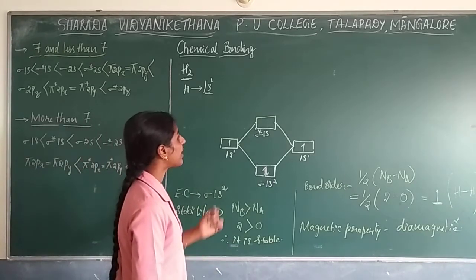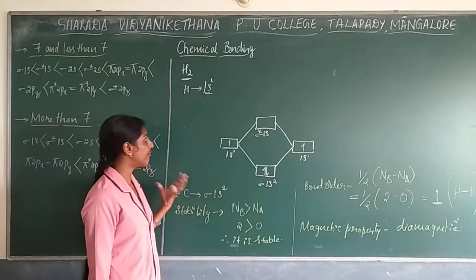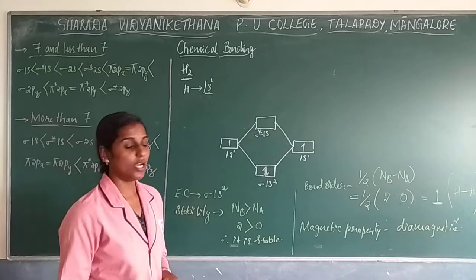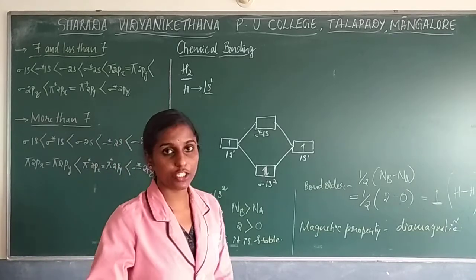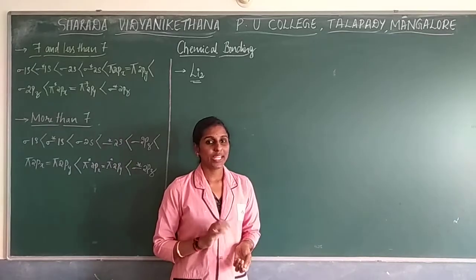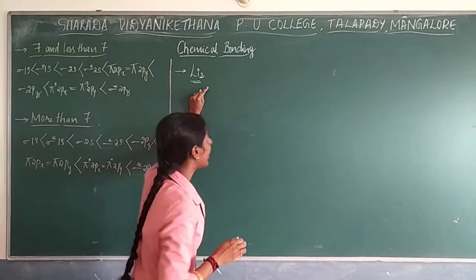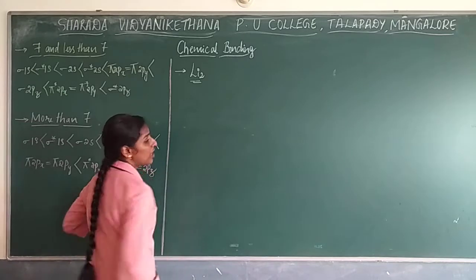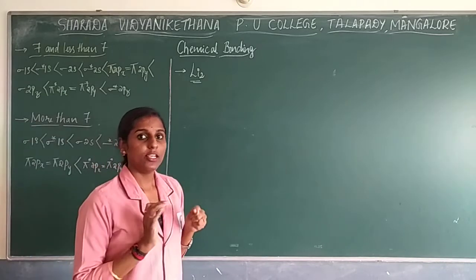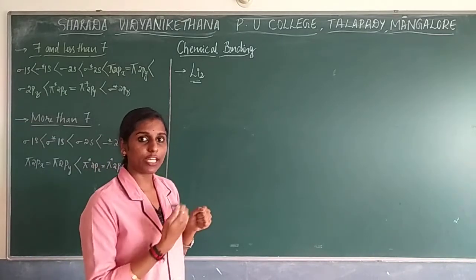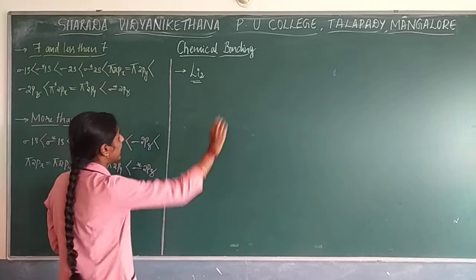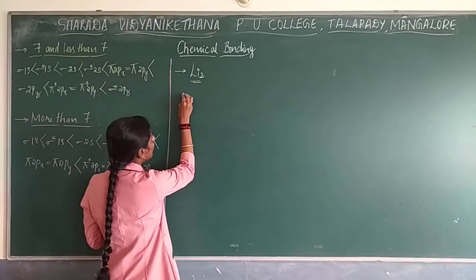In the same way, you can write for helium. Try for helium in the same order. So this is regarding the MOT structure for hydrogen. Next we will go with the lithium molecule Li2. Now you understood how to write the MOT structure, right? As I told, according to those rules, you can write it by yourself.